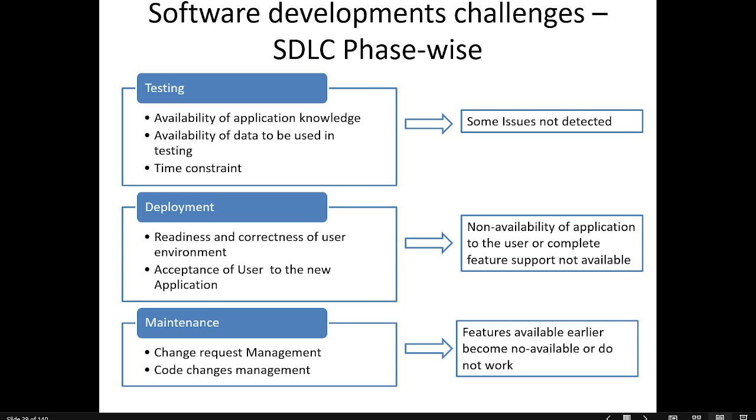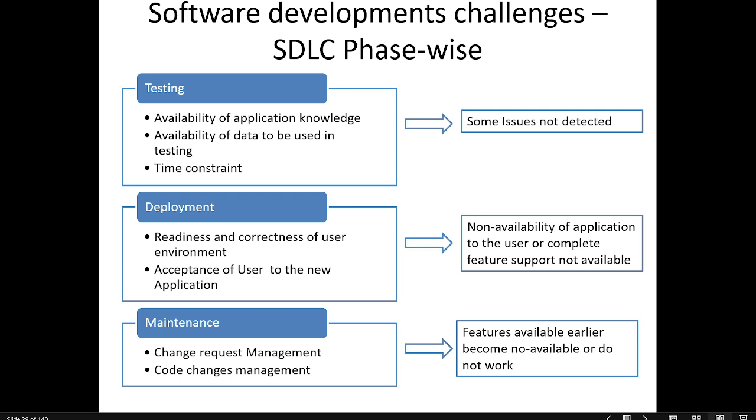When I see from the deployment point of view, readiness and the correctness of the user environment, acceptance of user to the new application. I talk on this more. So when it comes to deployment, normally when the software is getting built in an organization, there are multiple environments created. For example, for development team, there is a development environment. For our testing team, there is a test environment. To do UAT or to do client testing, there is a UAT environment. Before I actually deploy my software into the final production environment, there is an intermittent environment. We call it a staging kind of a thing.